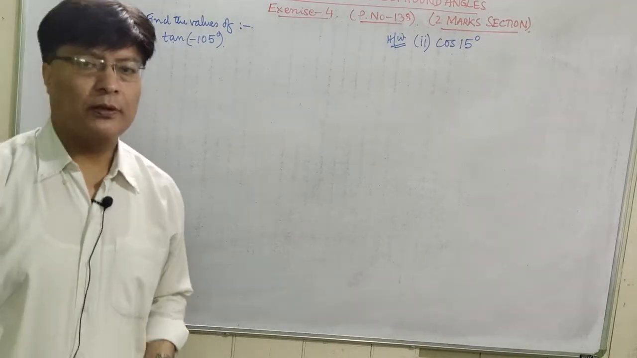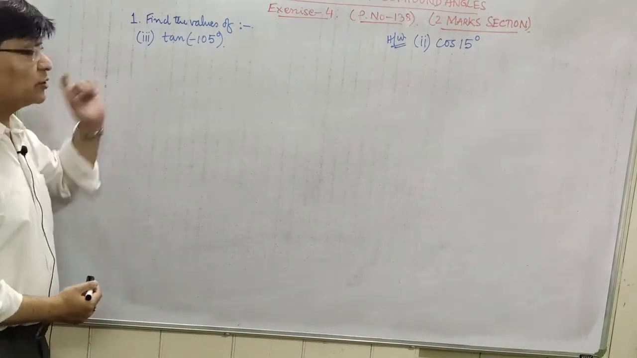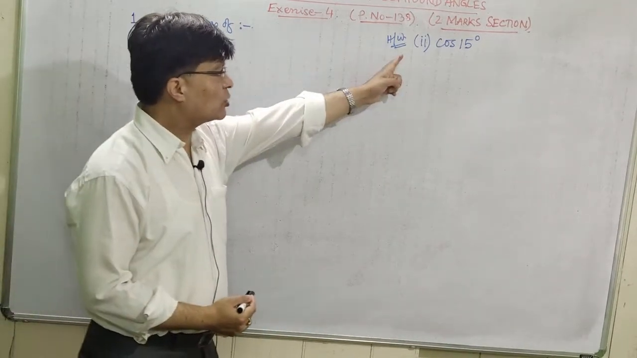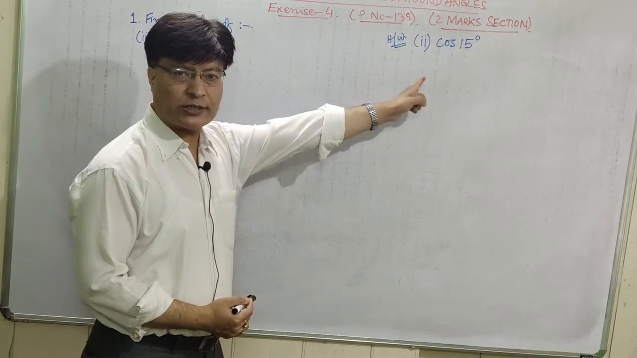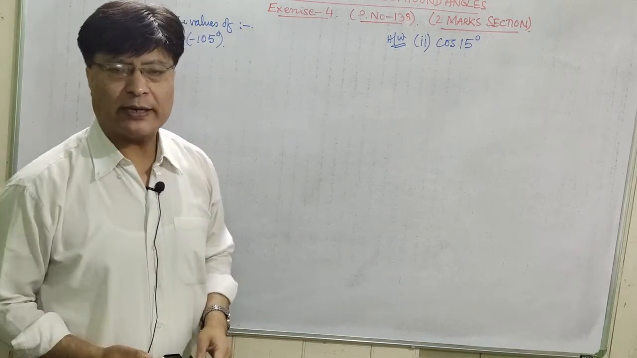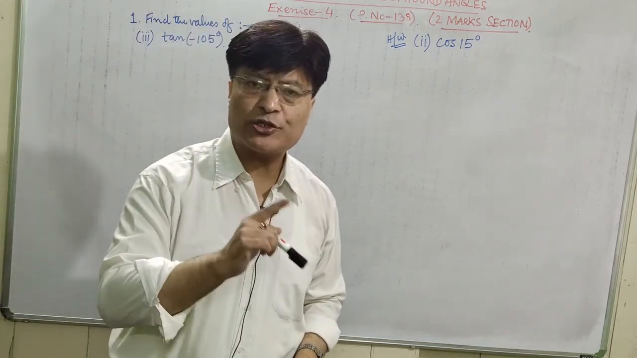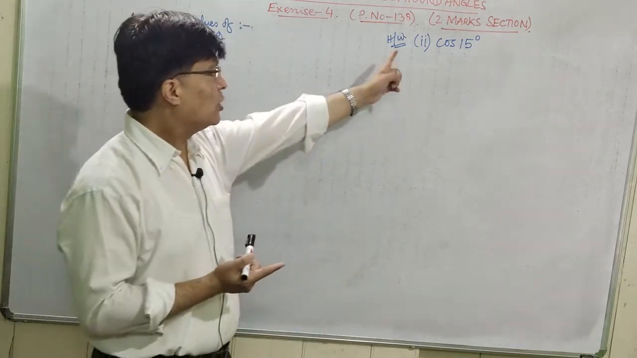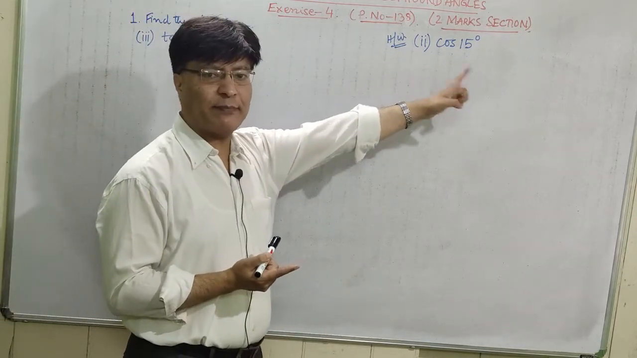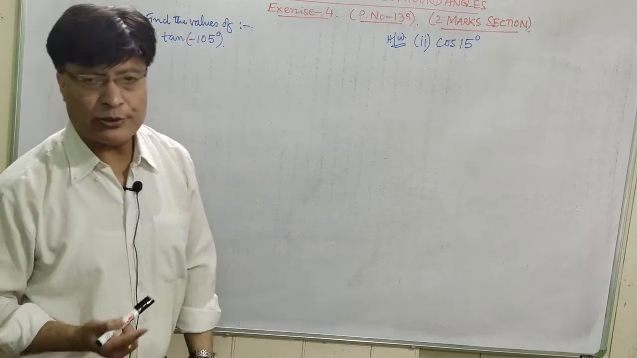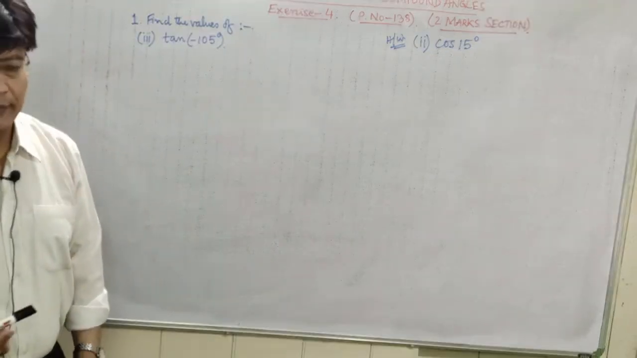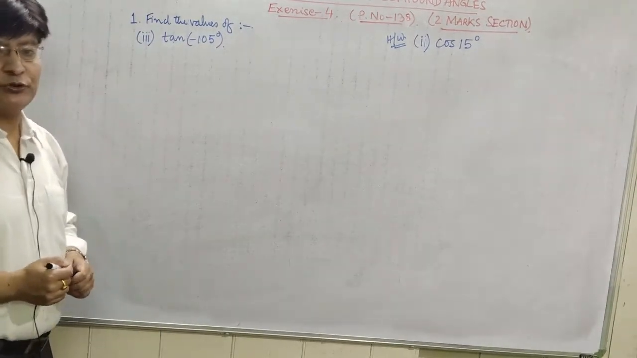So now we'll do the next question, that is question number 3. And question number 2 is your homework, right? Cos 15 degree. So how can you write down that 15 degree? In cos of a minus b form, that is, you can write cos within bracket 45 minus 30 degree, and you can use the formula of cos of a minus b, right? So let's do this question number 3 here.